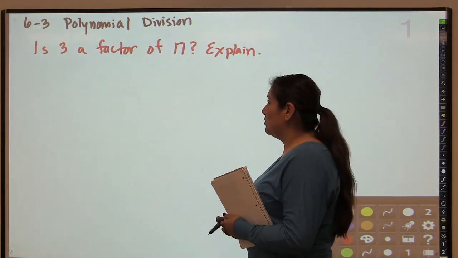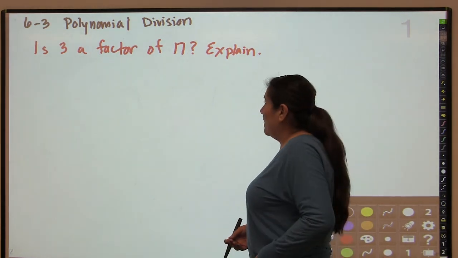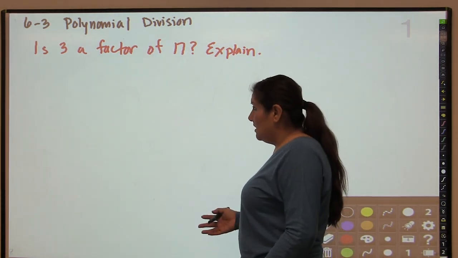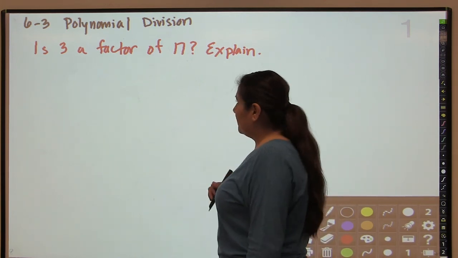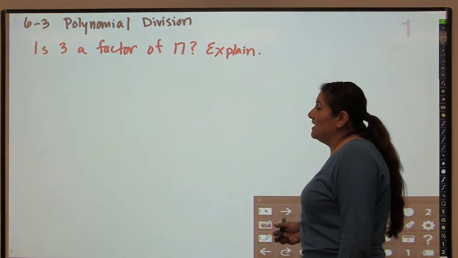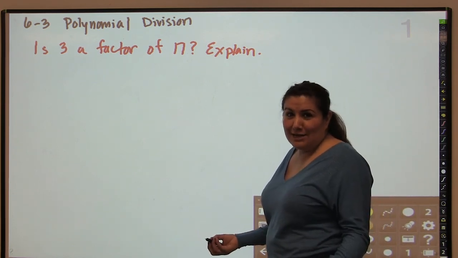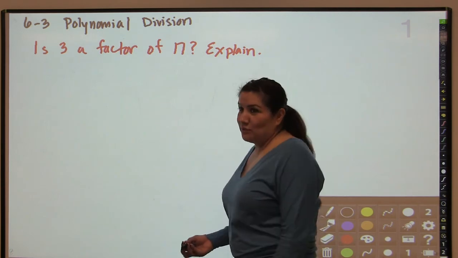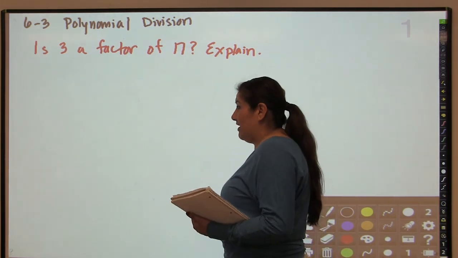So before we get into the actual process of dividing polynomials, I want to talk a little bit about how division and factors are related to each other. So I have a question for you. Is 3 a factor of 17? Most of you, hopefully, will say no. That's a pretty obvious question. But I want to show how division can help us see that it's not a factor.